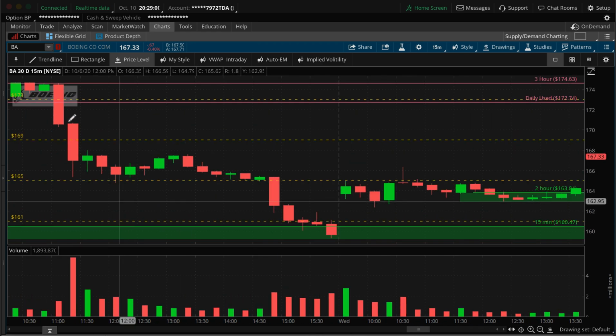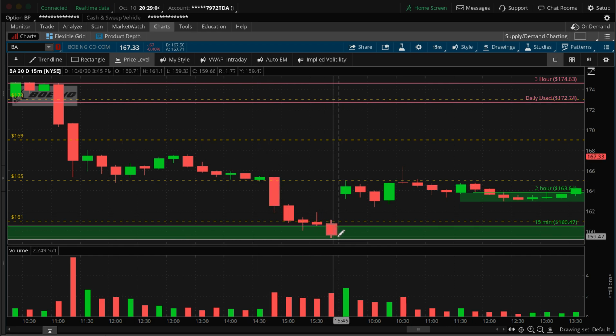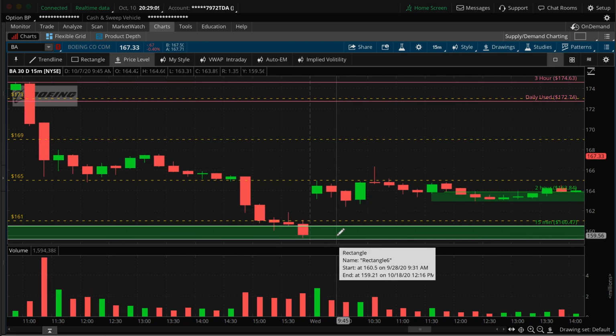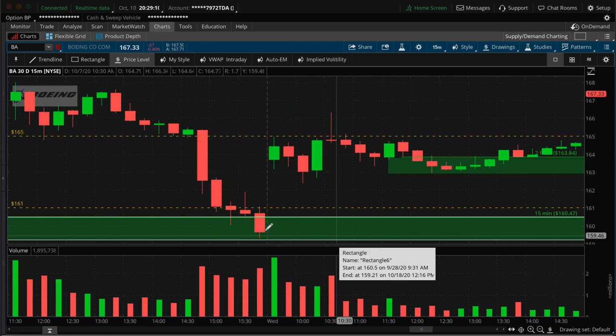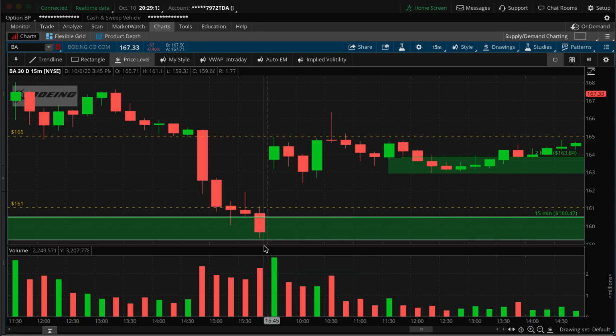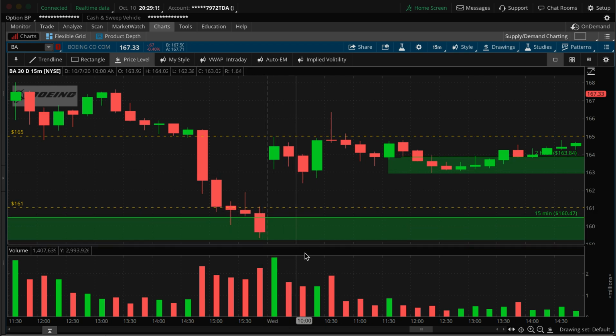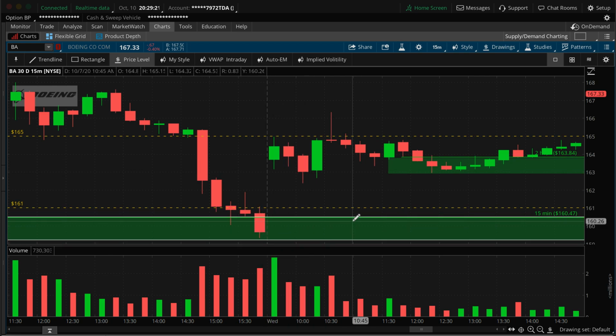Then here we fell, and then right at the end of the day, we dropped into the zone. So it probably wouldn't have been something you would have taken just because holding overnight when we just tapped the end of this supply or demand zone, it could have easily failed and we could have fallen through and that would have invalidated it.